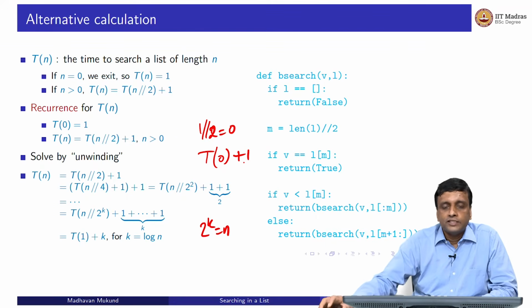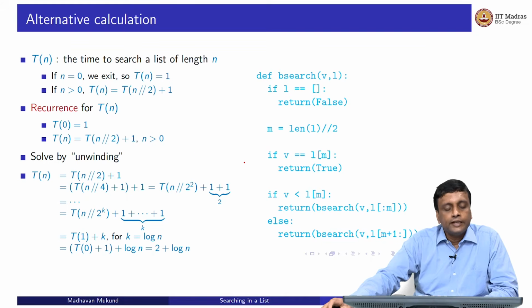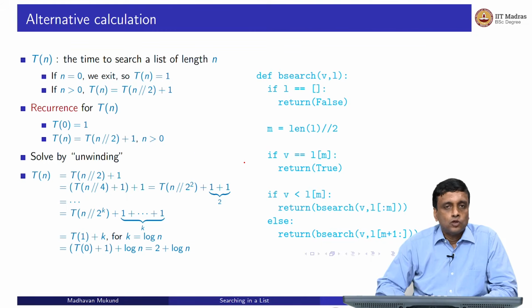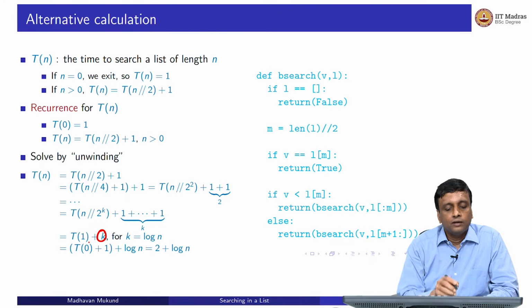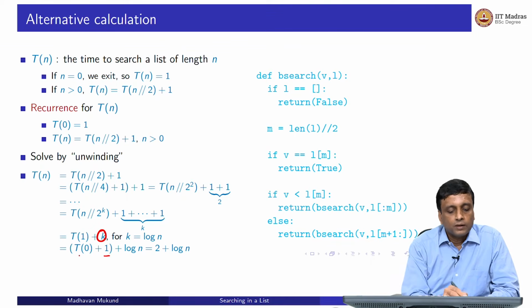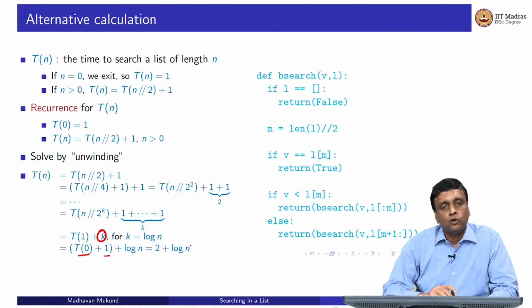So if I expand this T of 1 one more time, because I don't have an explicit expression of T of 1, I get T of 0 plus 1 plus log n, right. Log n, because I stopped with k equal to log n. So I get this plus 1, that's 2, because T of 0 is 1, I have a 1 here, so 2 plus log n. So again it is big O of log n.